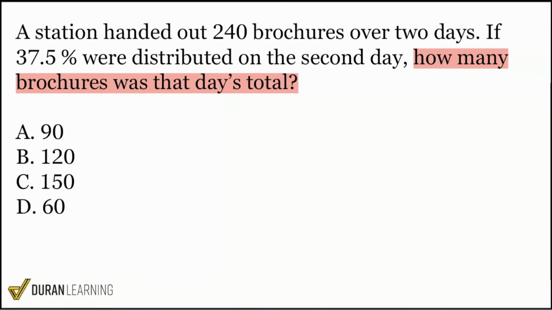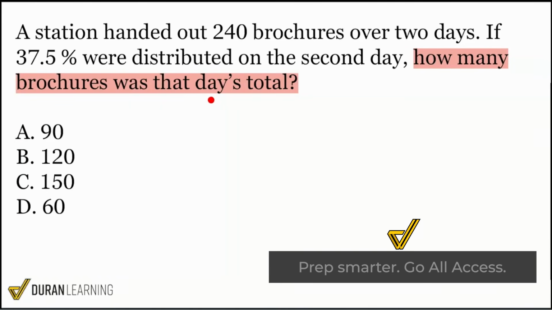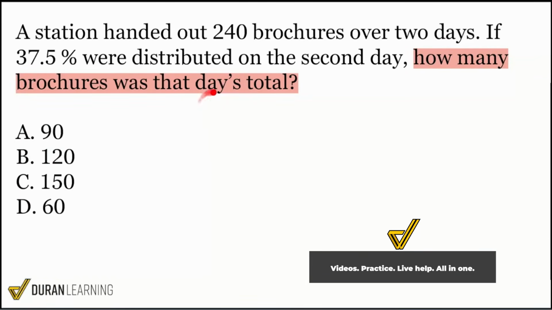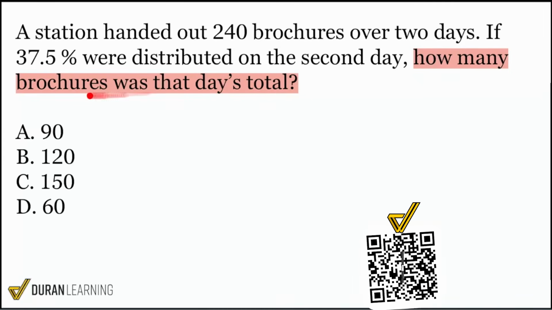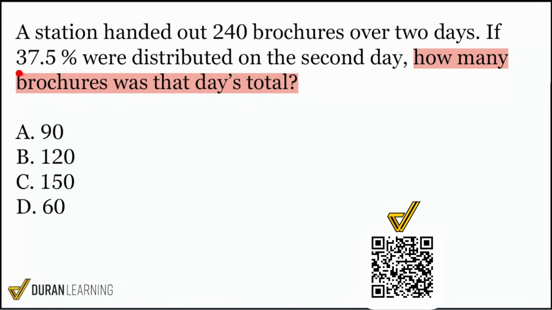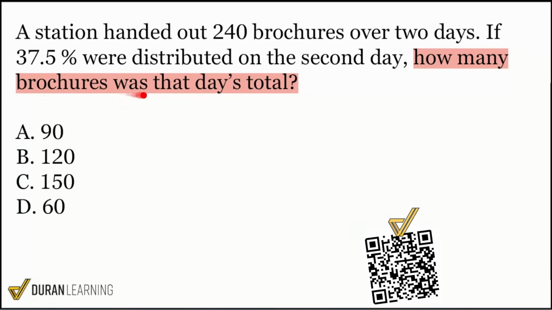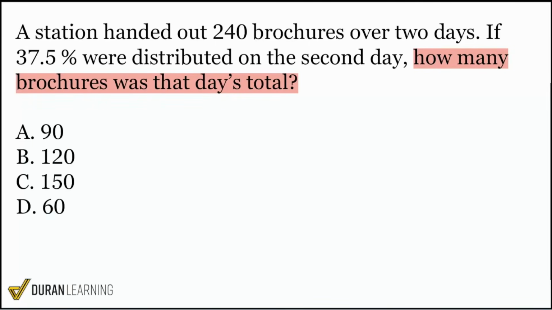Now, that's a little ambiguous. That's a little unclear, a little obscure, right? I want to understand what day we're talking about, because today could be Monday, but are they talking about Monday? So here, how many brochures on that day? It says if this percent were distributed on the second day, how many brochures was that day's total? So can we agree, everybody, that we're talking about the second day's total? Is that correct? Absolutely. So let's write that down. We want to know here blank brochures, which is the second day.